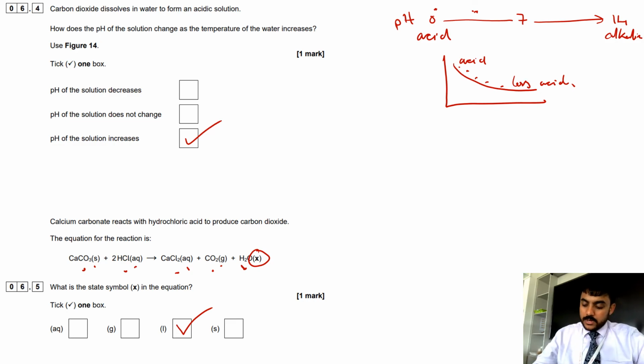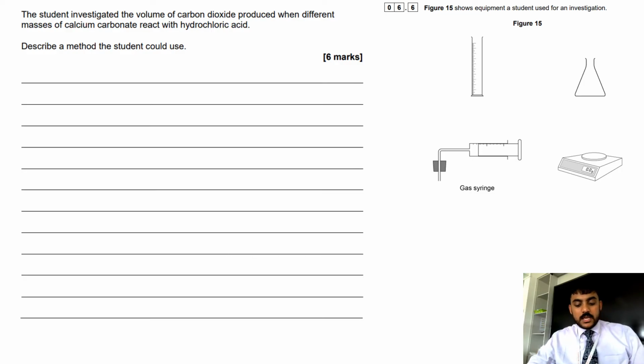Here, it's a liquid. The student investigated the volume of carbon dioxide produced when different masses of calcium carbonate react with hydrochloric acid. And here are 4 different pieces of equipment given. It asks, describe the method they could use to do this. So, here is what we have to write.